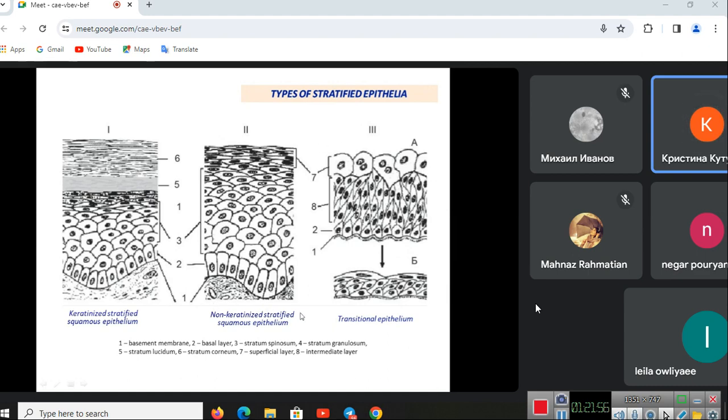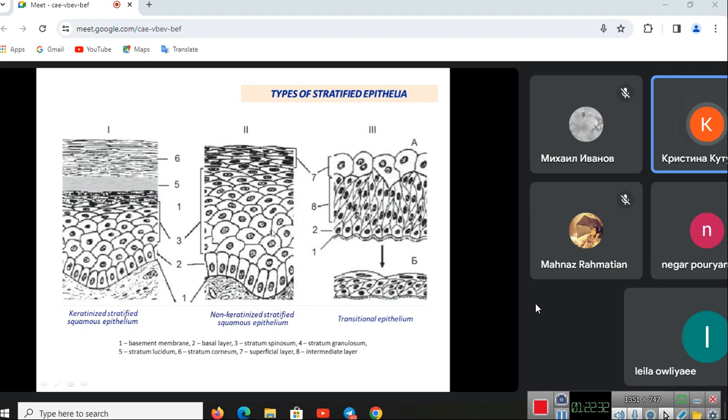Next, we will discuss the non-keratinized stratified squamous epithelium. It has no stratum corneum, and you can see the living cells with flattened cell nuclei in its superficial layer. And it has only 3 layers. The most bottom layer is called the basal layer once again. The next layer is stratum spinosum and the superficial layer containing flattened cells.